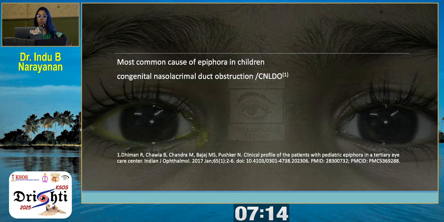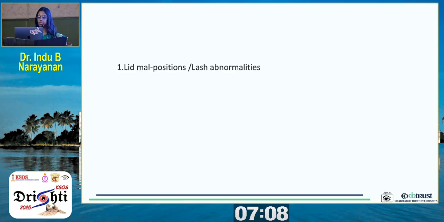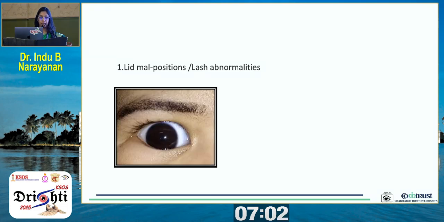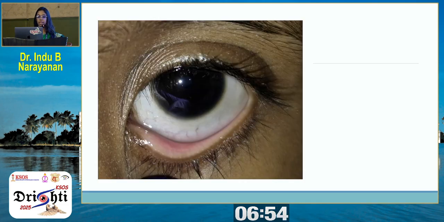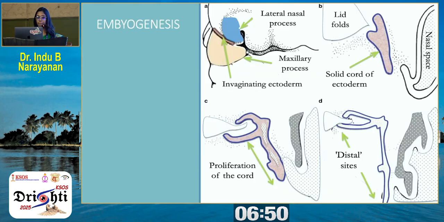The most common cause of epiphora in children is of course NLDO, or congenital nasolacrimal duct obstruction. But it is very important to rule out all other causes. Look for lid malpositions, if they have epiblepharon or congenital entropion, or any lash abnormalities like trichiasis. Always have a look at the puncta, whether there is any punctal agenesis or stenosis.